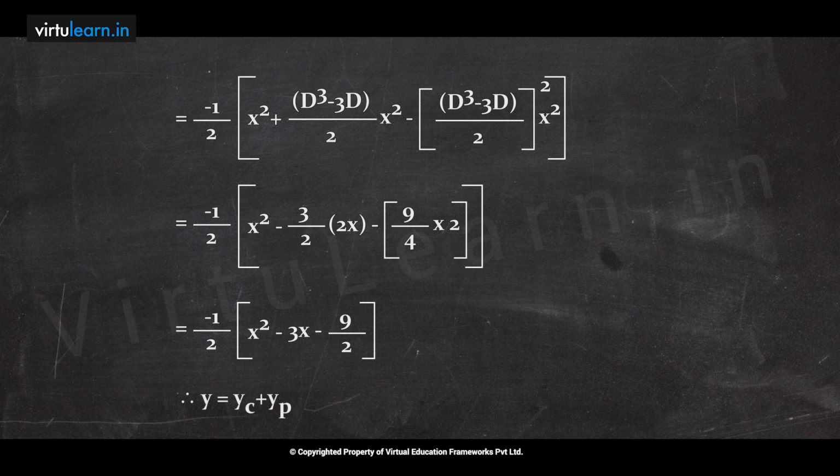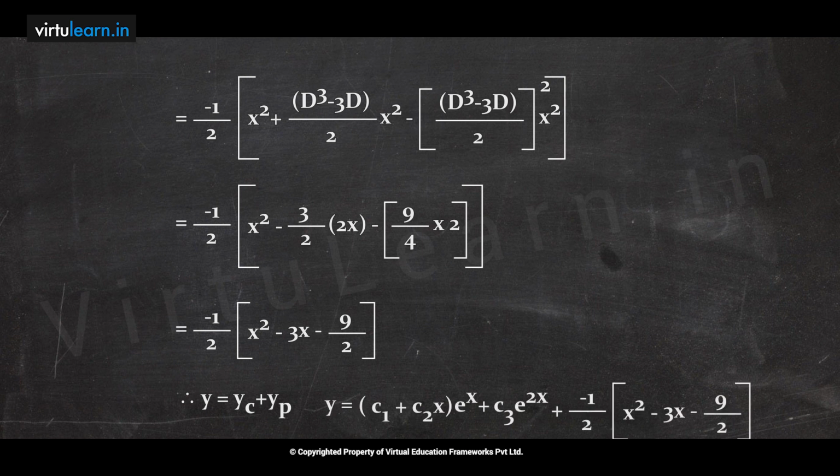Therefore y equal to yc plus yp. Then yc equal to (c1 plus c2 x) into e power x plus c3 e power 2x. This is our complementary function, and the particular integral is minus 1 by 2 (x square minus 3x minus 9 by 2). We are adding all these things. This is our general solution of the given differential equation.